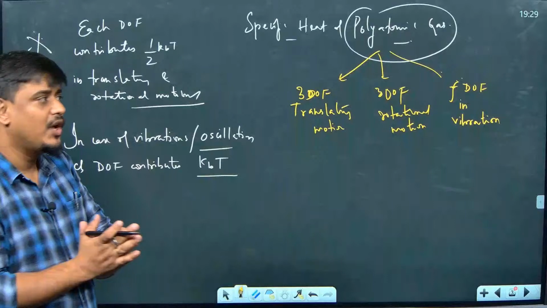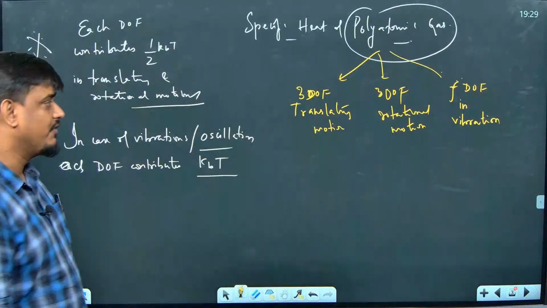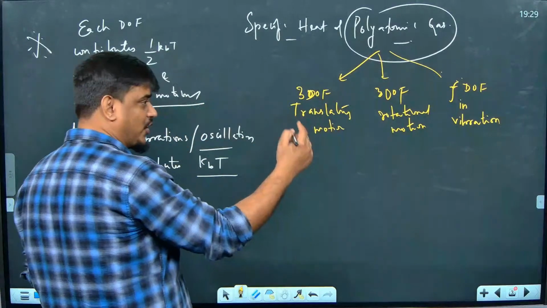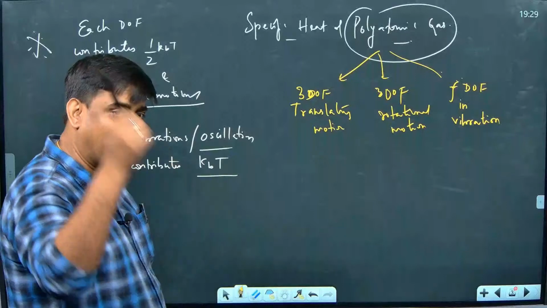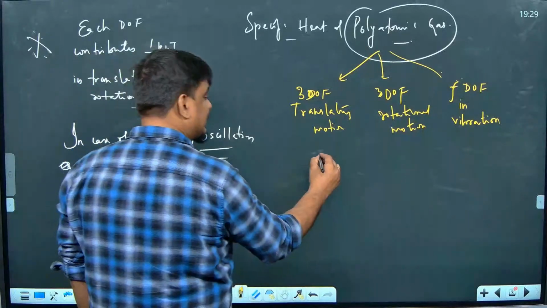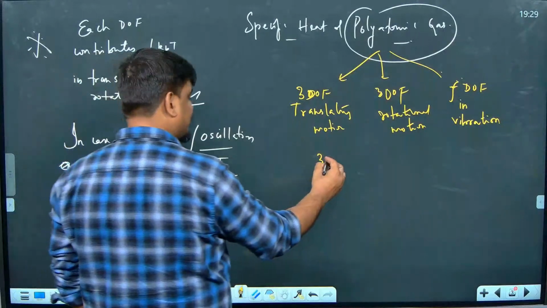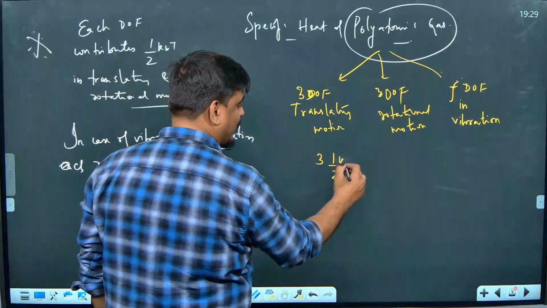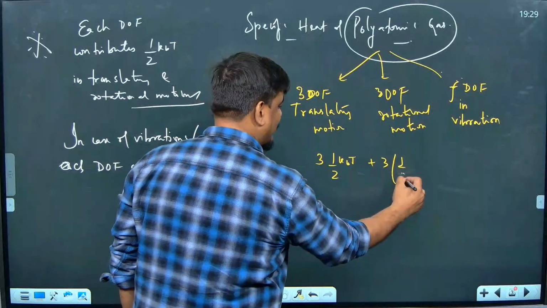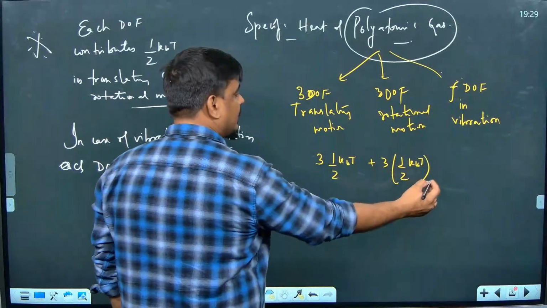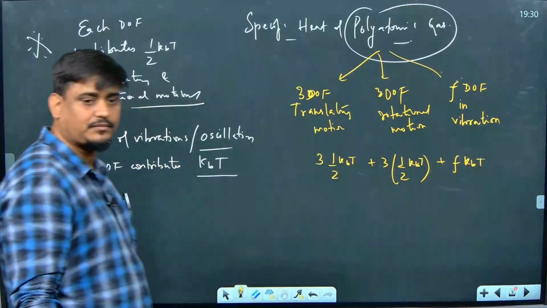Now tell me, what will be its total energy? We are adding all the degrees of freedom. So how much will it be in this case? 6 plus F. 3 into 1 by 2 kT for translatory. I'm adding both of them. Yes, we will do it step by step. 3 into 1 by 2 kT plus 3 into 1 by 2 kT once again, plus F into kT. Do you agree with me?